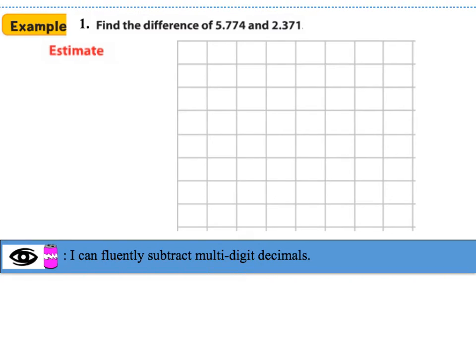So for example 1, it says find the difference of 5 and 774 thousandths and 2 and 371 thousandths. So I'm going to underline the word difference because that means to subtract. And let's go ahead and estimate our answers.